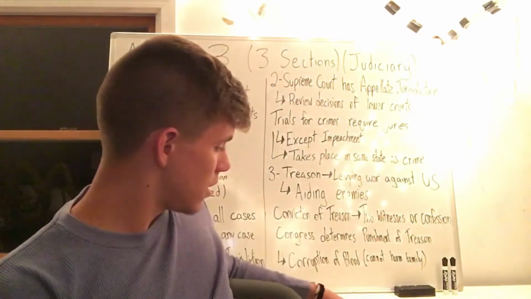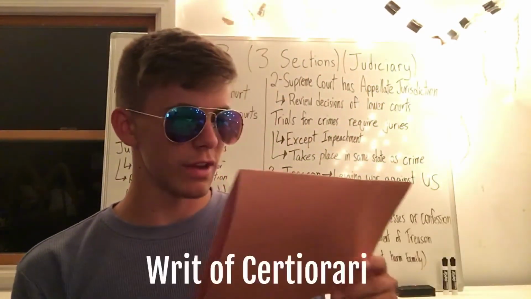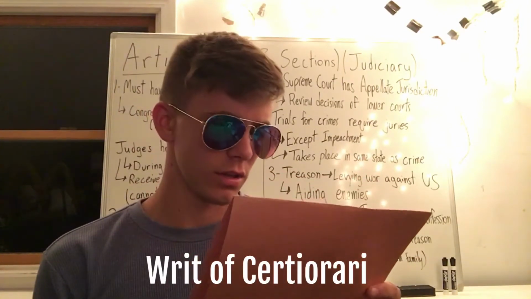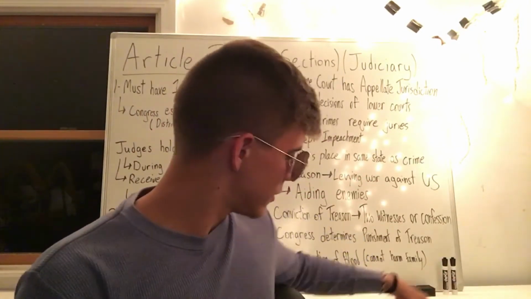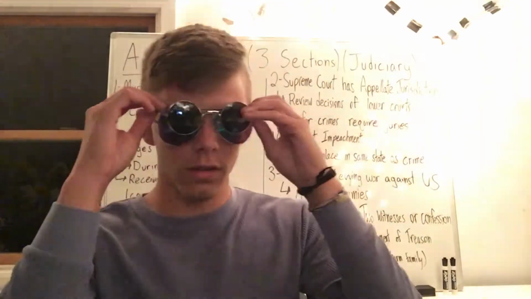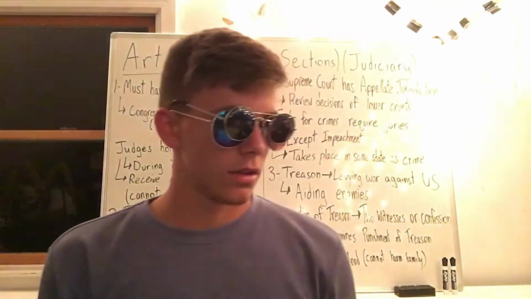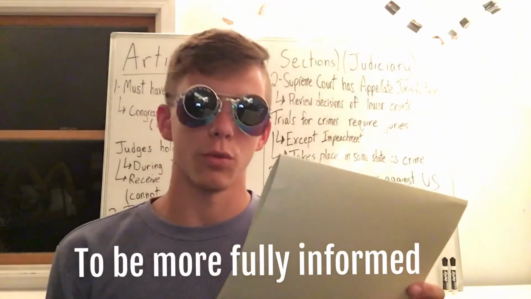This is known as original jurisdiction. The Supreme Court also has what is known as appellate jurisdiction, which means they can review the decision of a lower court. If one party of the case of a lower court disagrees with the decision, they can file what is known as a writ of certiorari, which is known as to be more fully informed.